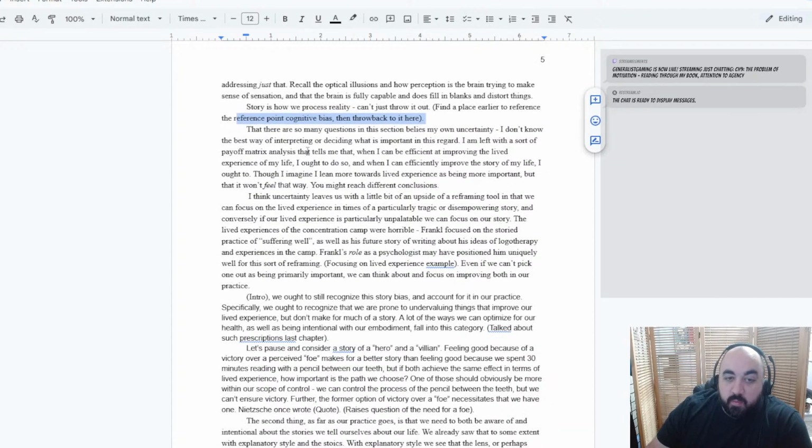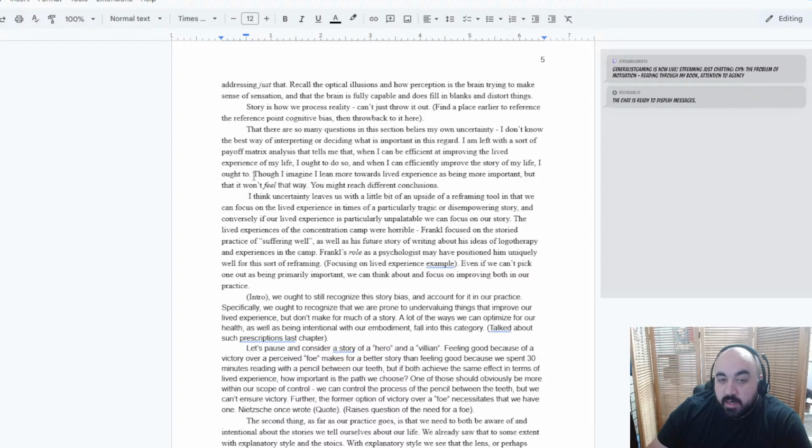That there are so many questions in this section belies my own uncertainty. I don't know the best way of interpreting or deciding what is important in this regard. I am left with a sort of payoff matrix that tells me when I can be efficient at improving lived experience in my life, I ought to do so, and when I can be efficient at improving the story of my life, I ought to do so.